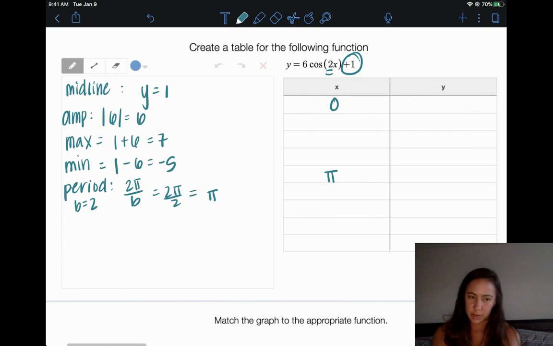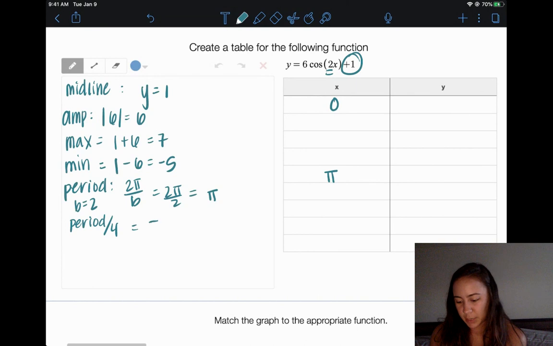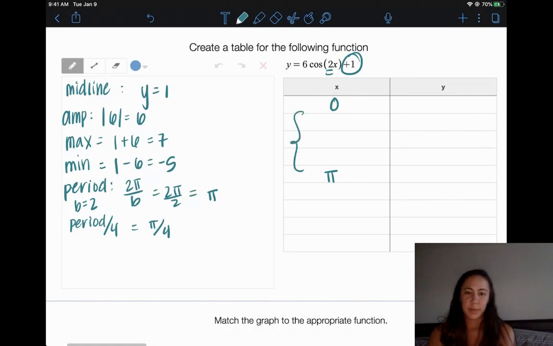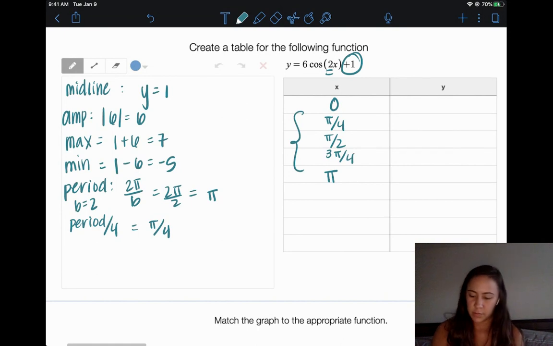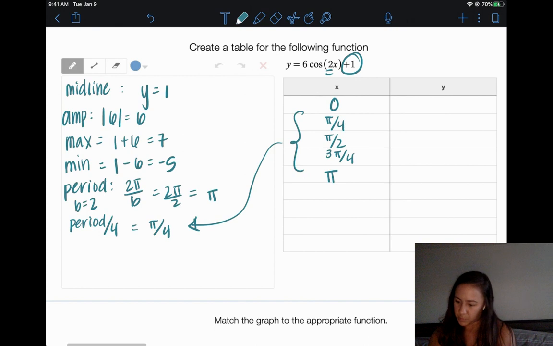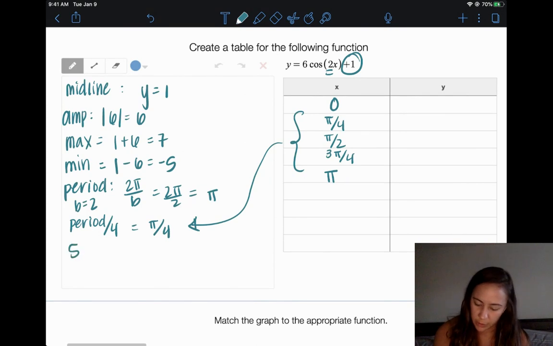Now the points in between. Take your period and divide it by 4, and you get pi over 4. So that means that your values are going to be increasing by pi over 4. So 0, and then we have pi over 4, add another pi over 4, you will get pi over 2, or take pi and divide it by 2. And then this last one will be 3 pi over 4. So they all increase by pi over 4. So that's where I got those numbers. And then determine your 5-point pattern.